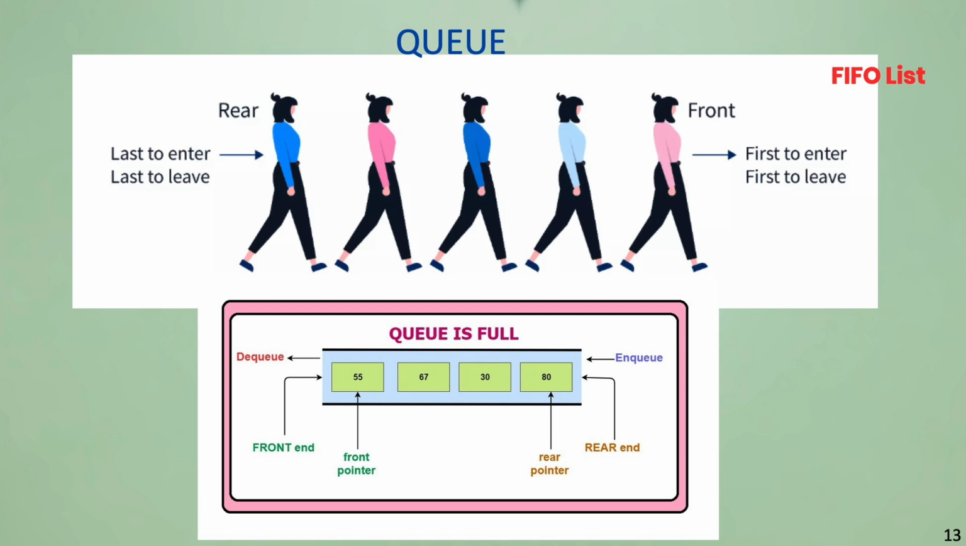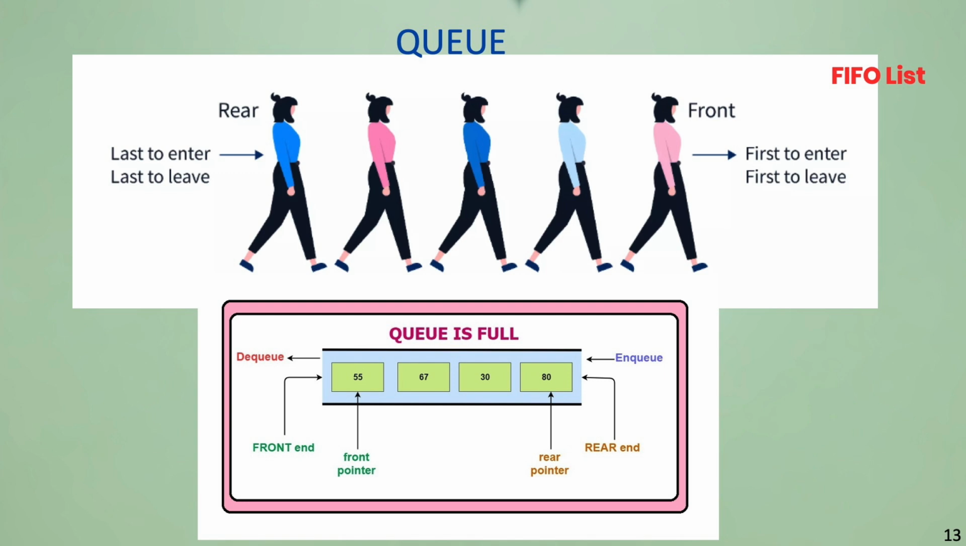So, in a queue there are two possible operations. One is called enqueue, which is inserting into a queue, and another one is called dequeue, which means removing an element from the queue. So, for a queue to be implemented, we need to maintain two pointers. One is front and another one is rear. Front is the pointer pointing to the first element in the queue.